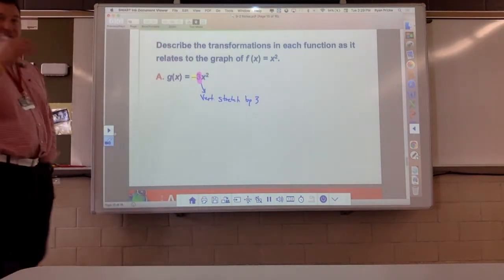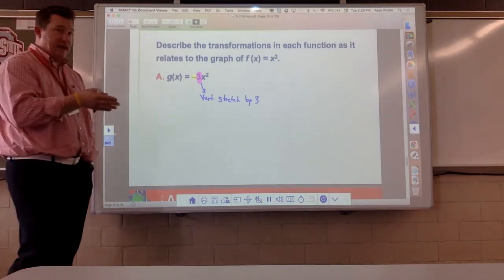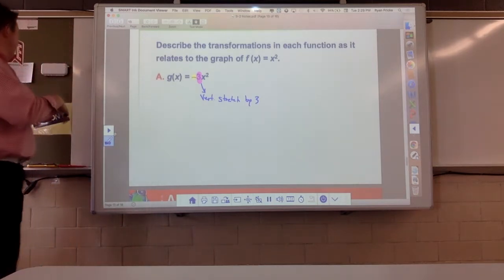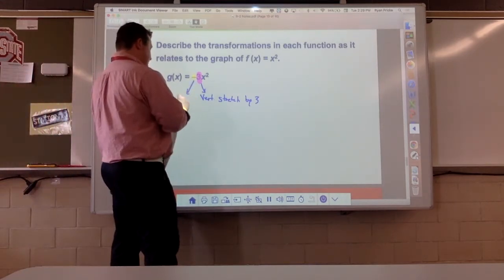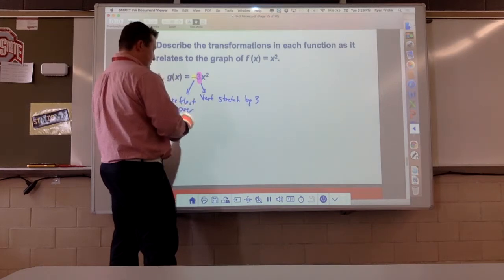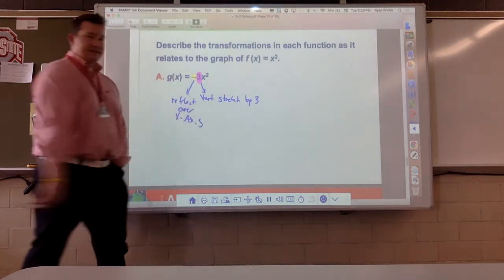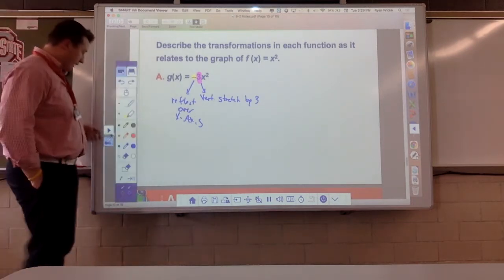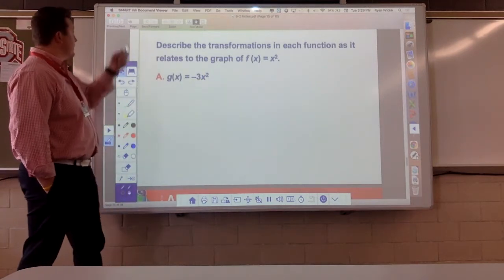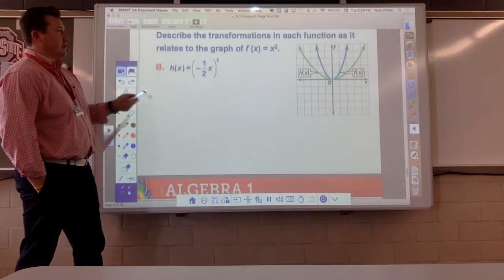The negative sign is not with the x. So when it's not with the x, we're reflecting over the x. So this does a reflect over the x-axis. Sorry for my terrible handwriting this late in the day. Great. Describe the transformation.